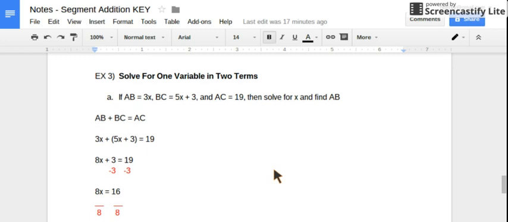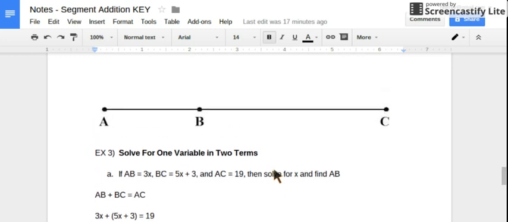But essentially, those are the three types of problems you'll see. You'll see ones with just integers or fractions, one where you may have to solve for one variable, and another where it gets a little bit more complicated, where you might have to solve for x first, then substitute to find your distances. So good luck using segment addition to find distance.